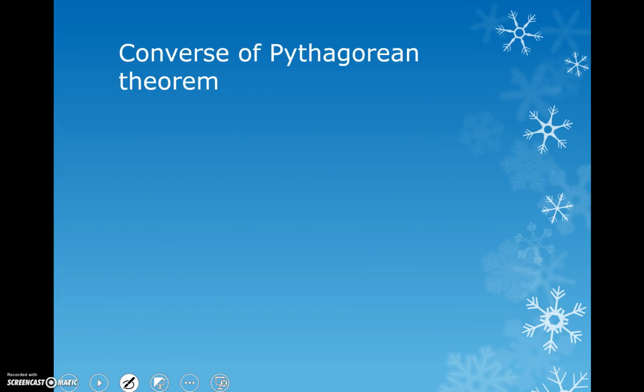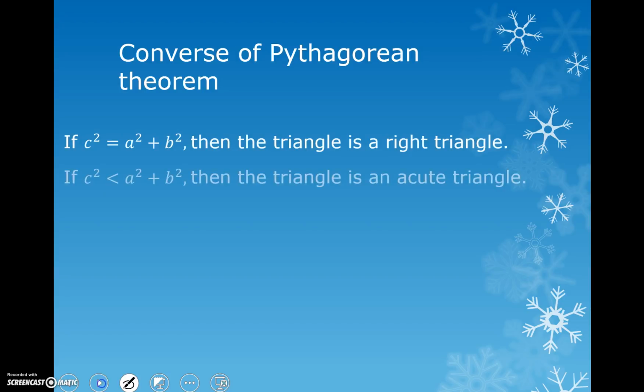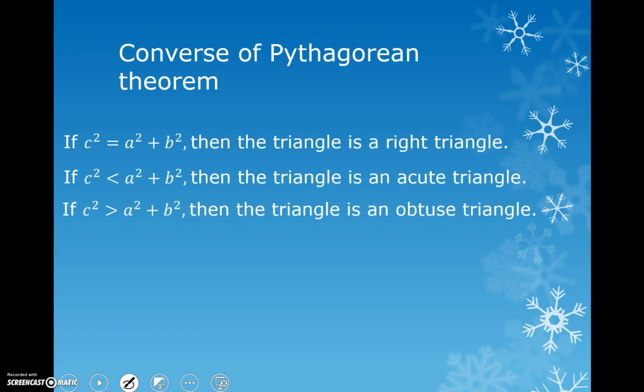So the converse of the Pythagorean theorem, if we were to substitute the values in: if c squared is equal to a squared plus b squared, it's a right triangle. If it's smaller, then it's acute. And if it's bigger, then it's obtuse. This is a really good thing for you to have written down right now, so please make sure you get that written into your notebooks.